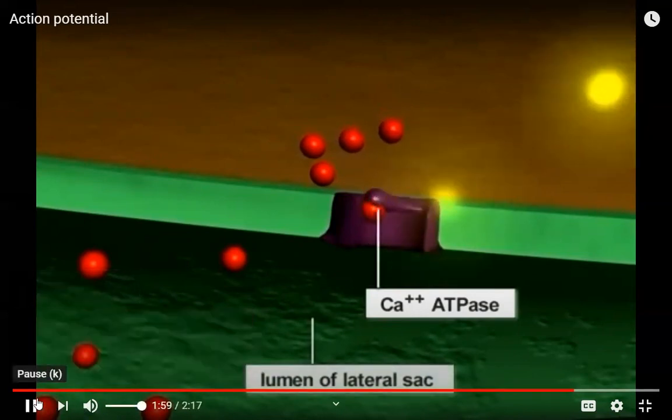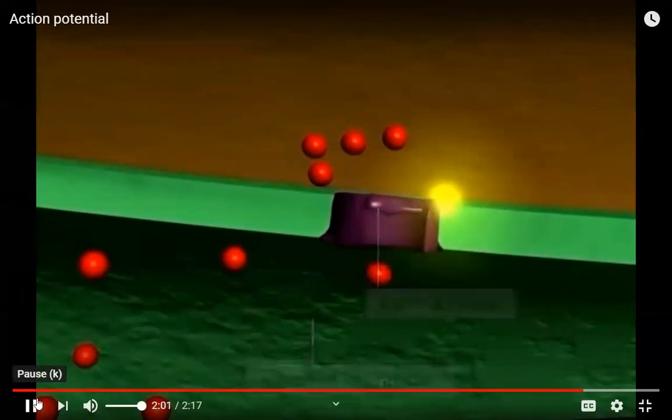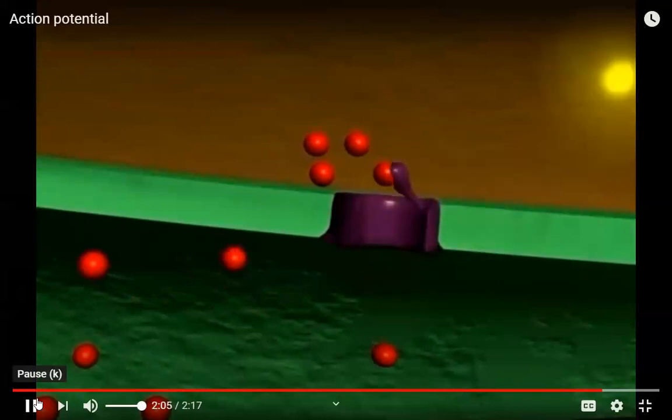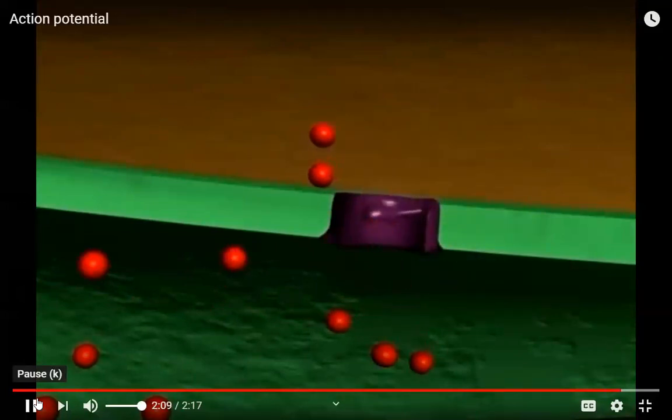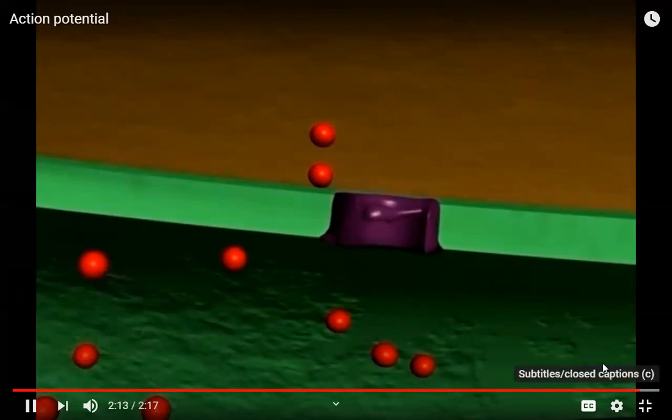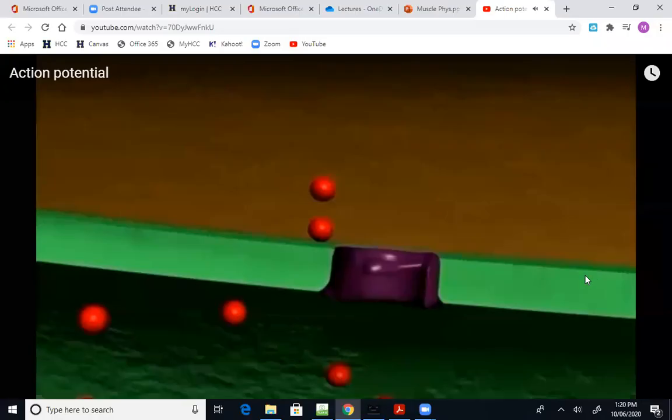The lateral sacs. This pump utilizes ATP as a source of energy. This process reduces the concentration of calcium in the vicinity of the myofibrils, such that calcium dissociates from troponin. Tropomyosin again covers myosin-binding sites on actin, and the muscle relaxes.